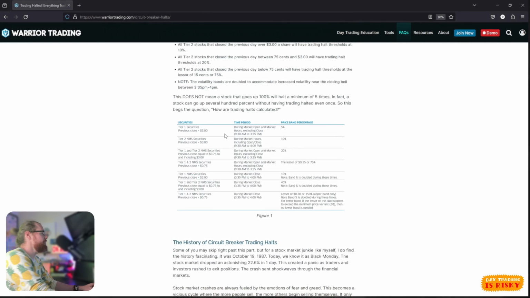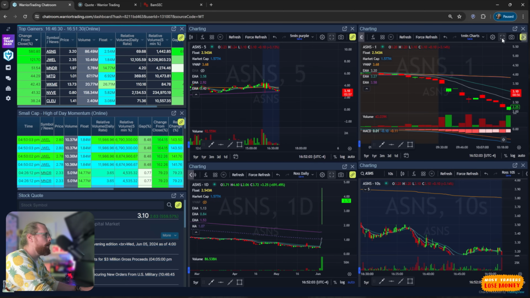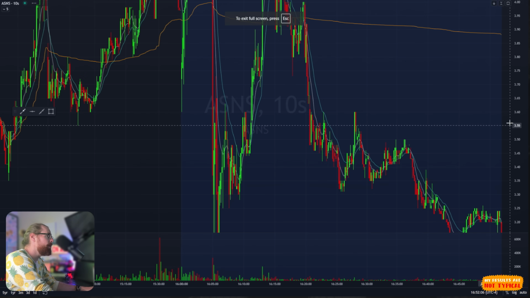It's 10%. If the stock is priced between 75 cents and $3, the halts are every 20%. So lower priced stocks tend to have more volatility, so they give them a greater volatility band. So it's every 20% that the stock would halt. But stocks under 75 cents will halt either every 15 cents or 75%, but once it gets up to $3, $4, $5 a share, it's not going up 75% in 5 minutes. It's going up 15 cents. And so unfortunately, what that means is that a stock like this is essentially going to halt if it goes up approximately 15 cents.